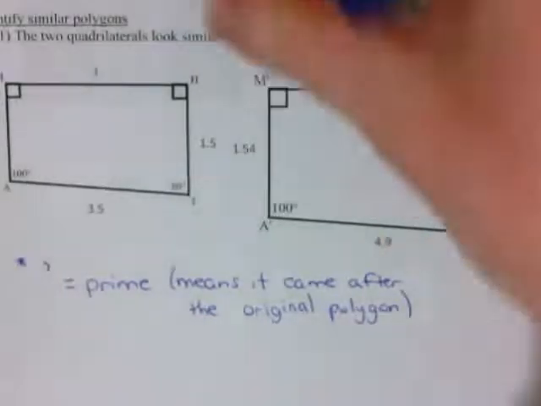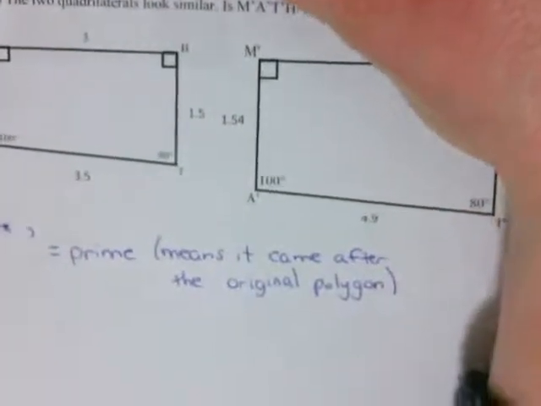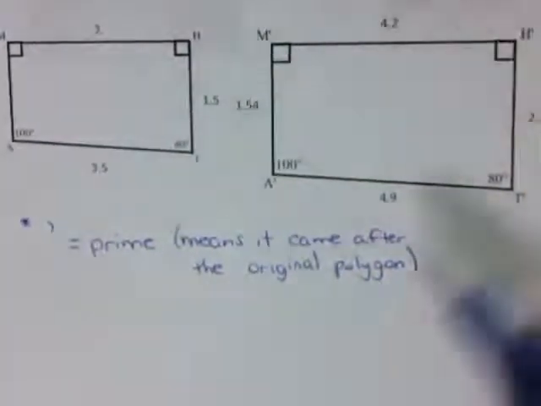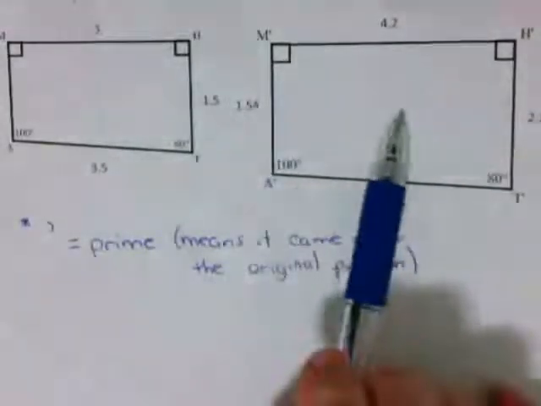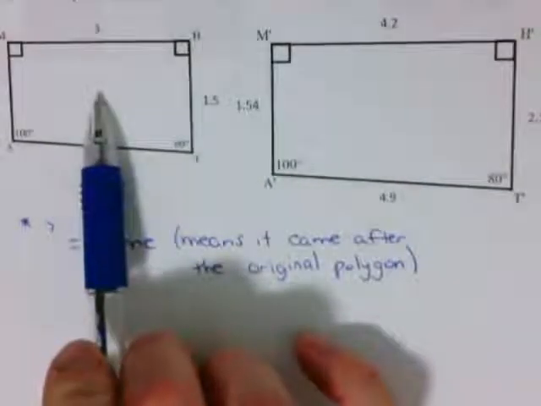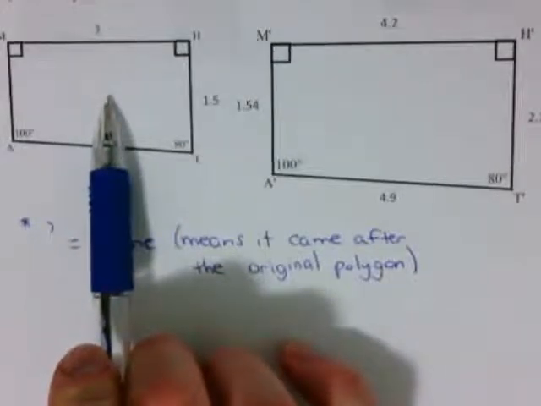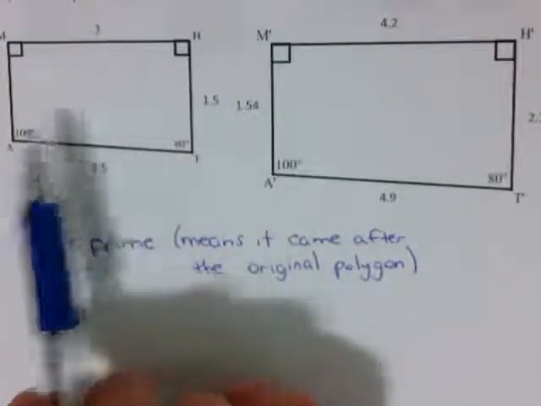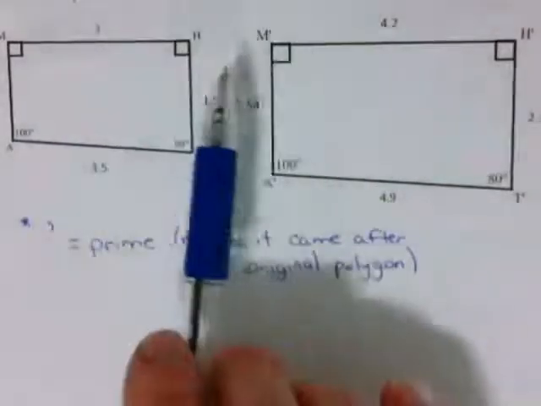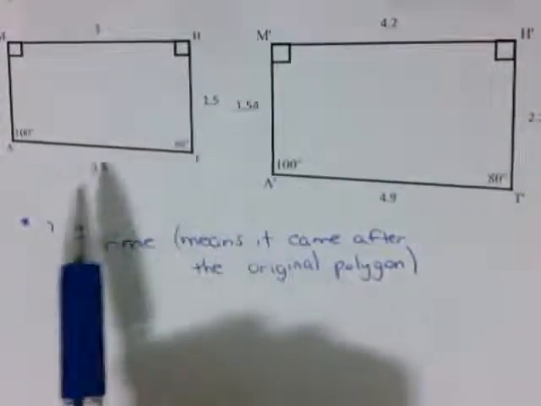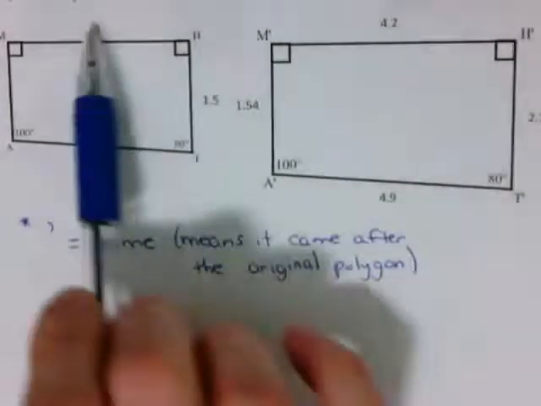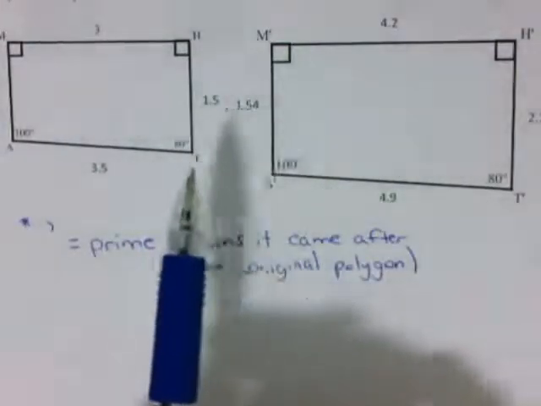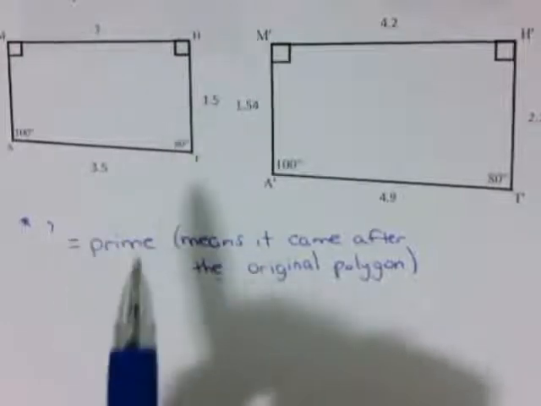Okay, so I want to prove that M prime, A prime, T prime, H prime, this one right here, is actually a true enlargement of this one. In order to do that, we have to prove 2 things. Number 1, we have to prove that the corresponding lengths of the sides are proportional. So we use the same number to multiply this, this, this, and this to get all of these sides. And then we want to also prove that the corresponding angles are equal. So this all goes back to our first lesson.